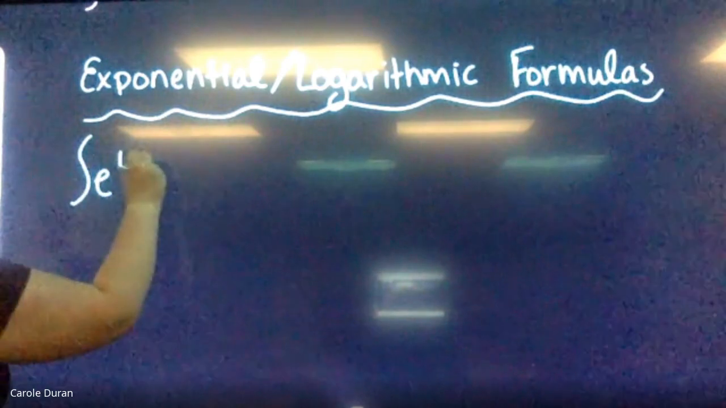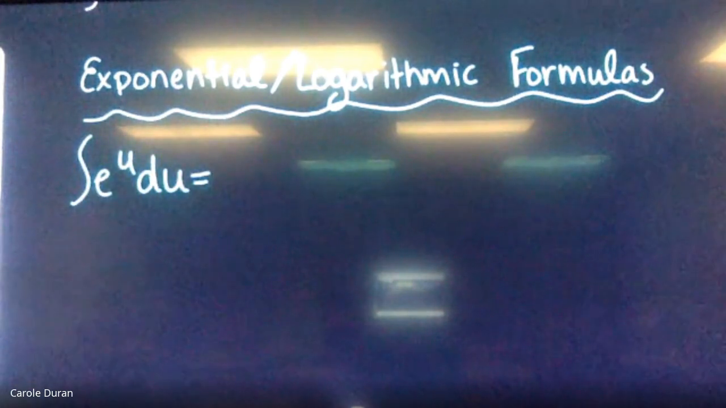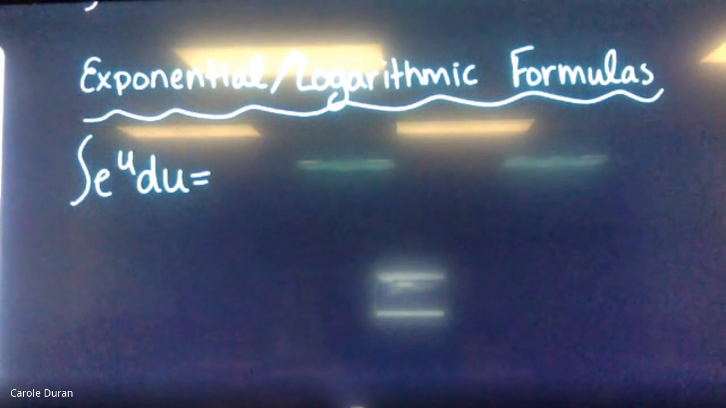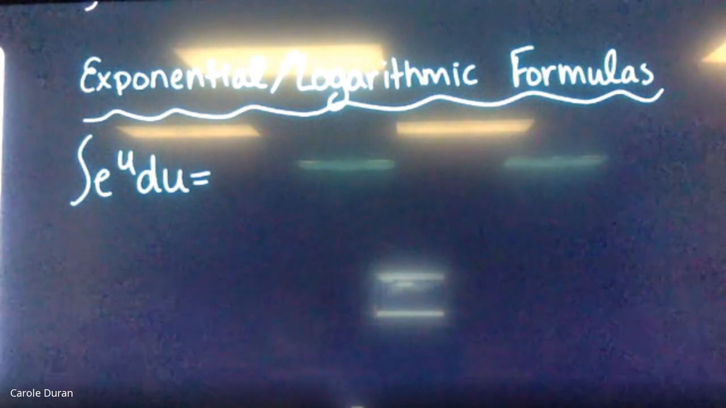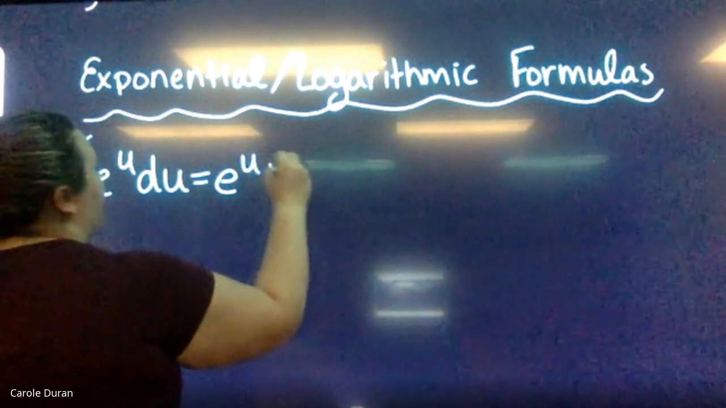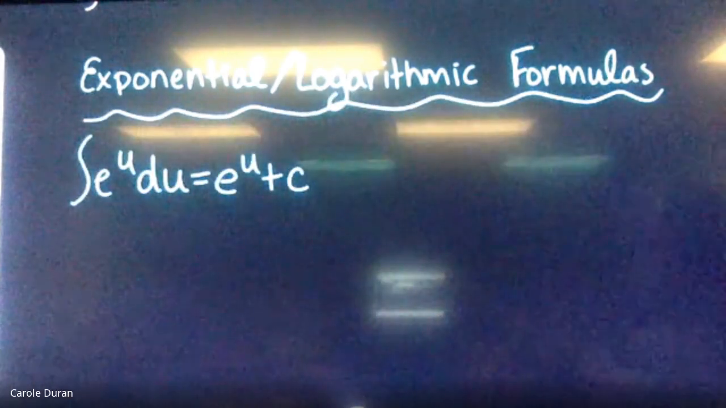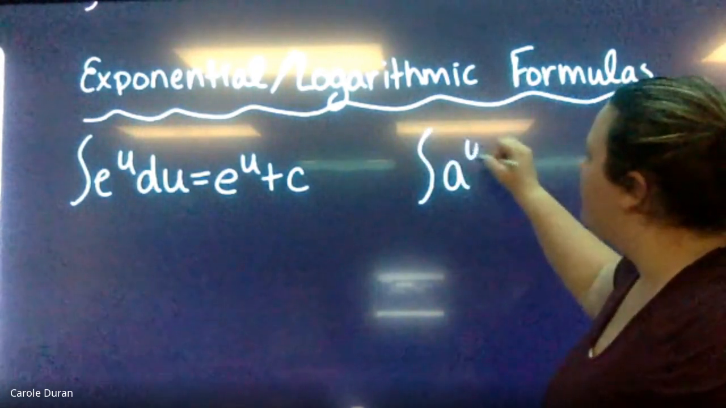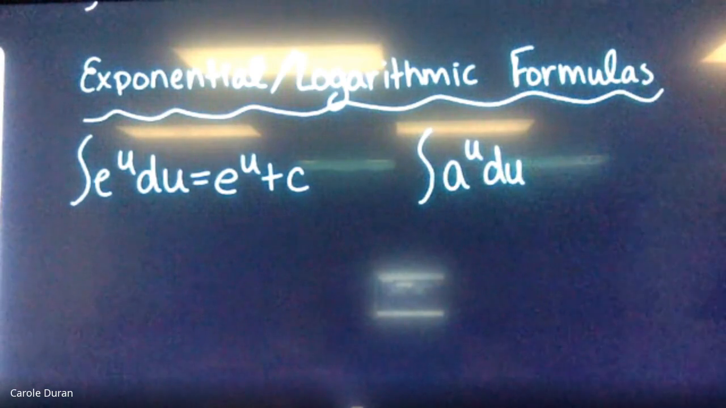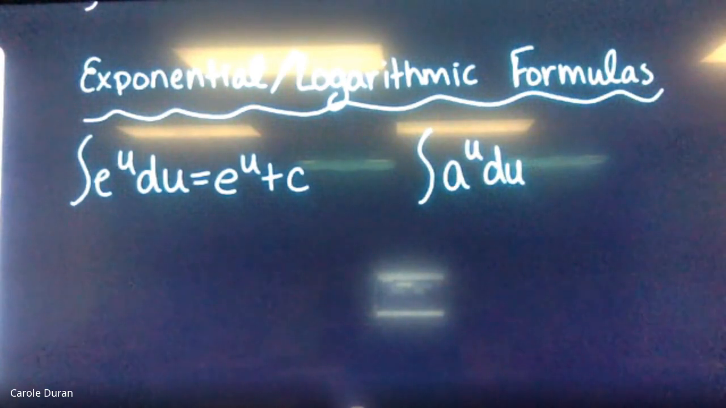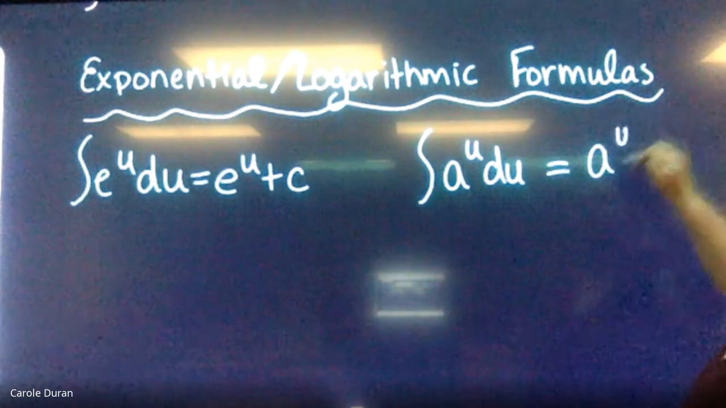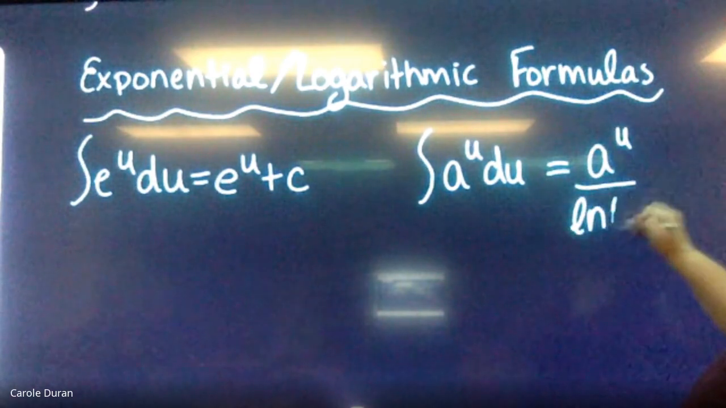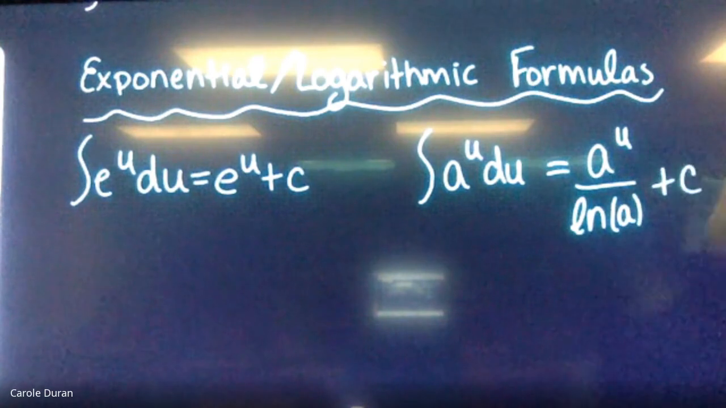So the first one is, what if my derivative function is e to the u? What is the antiderivative of e to the x? E to the x. So here it would be e to the u plus c. What if I have an exponential function that has a base that is not e? So if my derivative function is a to the u, isn't it e to the x times natural log of a? Something like that? Close. It's actually a to the u divided by the natural log of a, plus c.